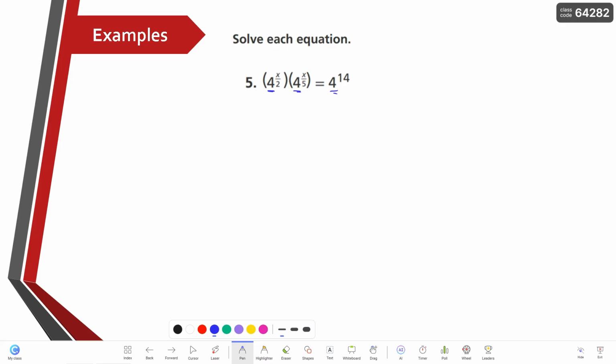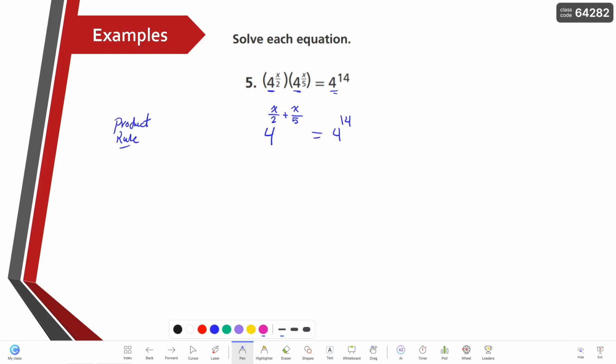So I'm going to simplify the left hand side by using one of the properties, which is the product rule. Once you use the product rule, one of the properties of the exponent, I need to write just only one 4 and then add the exponents together. So I'm going to add x over 2 plus x over 5. This would be equal to 4 raised to 14. So what is the next step? The next step is how do you find the sum of x over 2 plus x over 5?